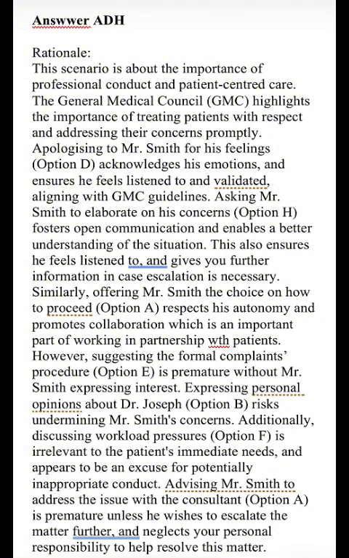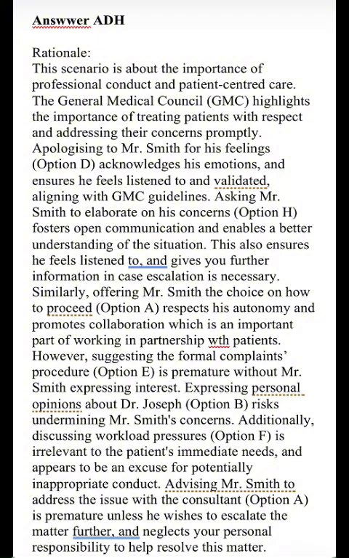However, suggesting the formal complaint procedure, option E, is premature without Mr. Smith expressing interest. Expressing personal opinions about Dr. Joseph, option B, risks undermining Mr. Smith's concerns. Additionally, discussing workload pressure, option F, is irrelevant to the patient's immediate needs and appears to be an excuse for potentially inappropriate conduct.